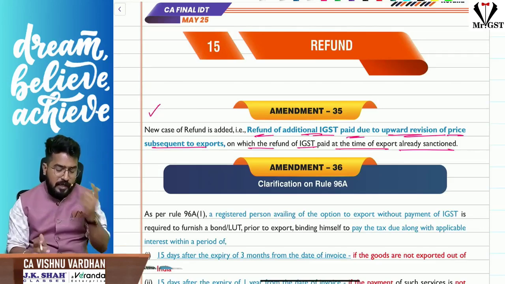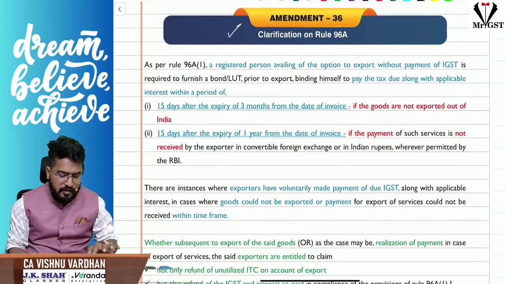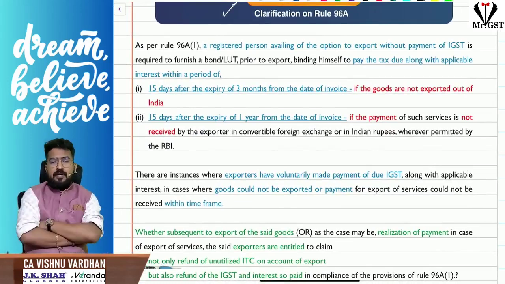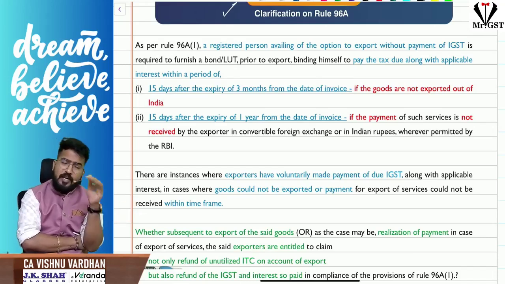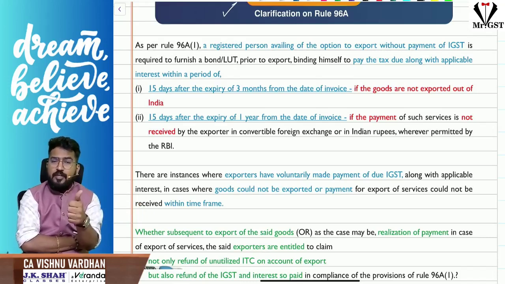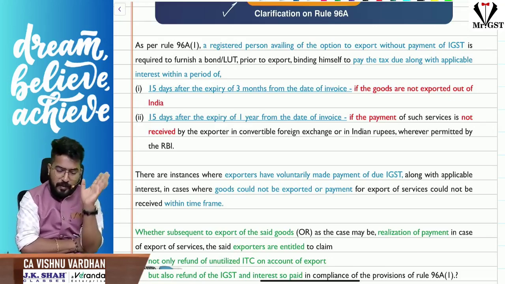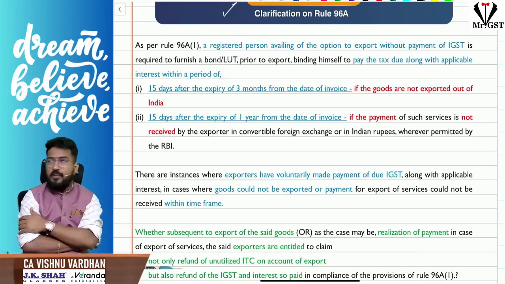Okay, fine. And next one is with respect to clarification on rule 96A. See here, the interesting part is, when exports are happening, if you are exporting goods, I am allowing you to export the goods without payment of tax, or I am allowing you to export the services without payment of tax, with a condition that you should export the goods within 3 months. That means the goods should leave India within 3 months. So that is one condition from the date of invoice. Or if it is a service, you should have realized the consideration within 1 year from the date of invoice.